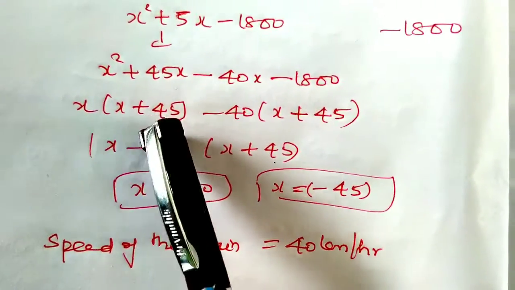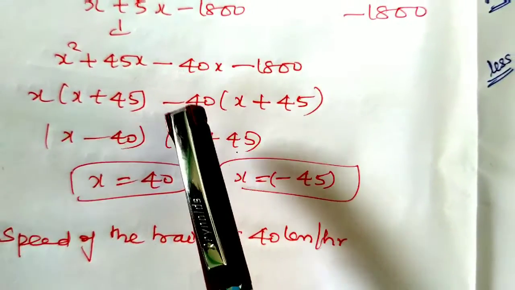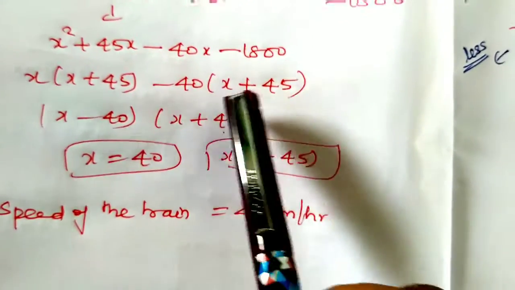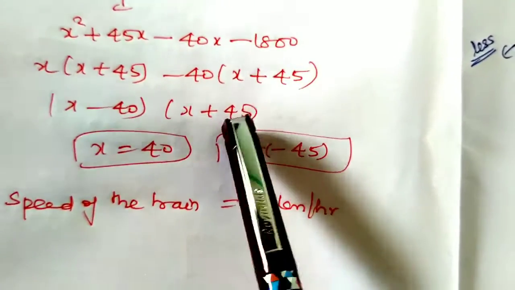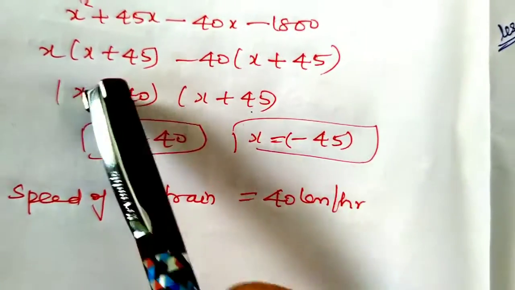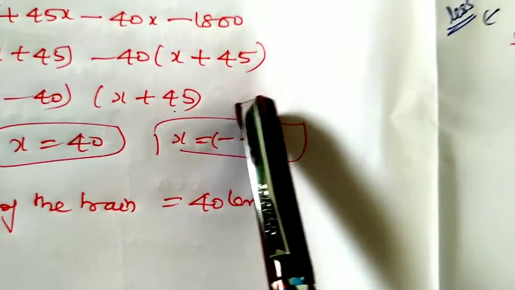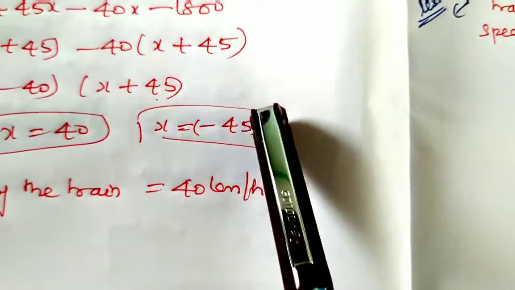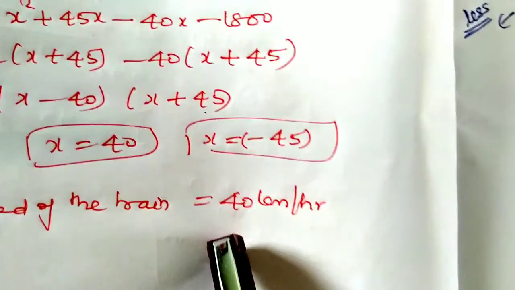In these two terms, x is common. Take x outside: x plus 45. Again in these two terms, minus 40 is common. So I took minus 40 outside: x plus 45. x minus 40 is one factor, x plus 45 is another factor. Therefore, the value of x is equal to 40, and the value of x is equal to minus 45. We will never say the speed in a negative sign. Therefore, omit this value. The speed of the train is nothing but 40 km per hour.